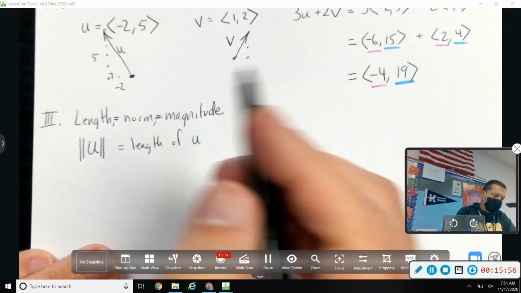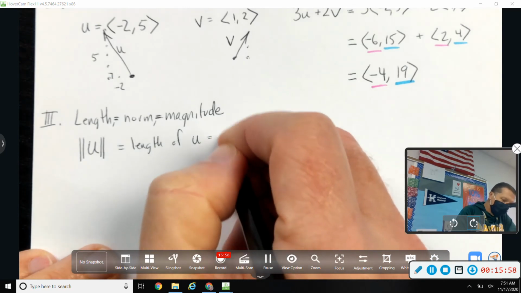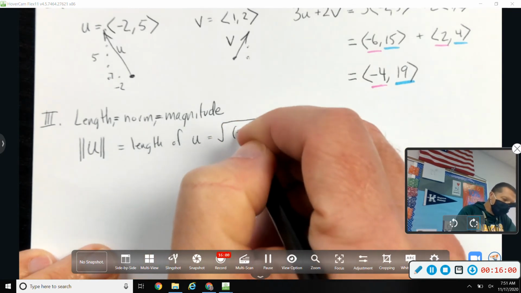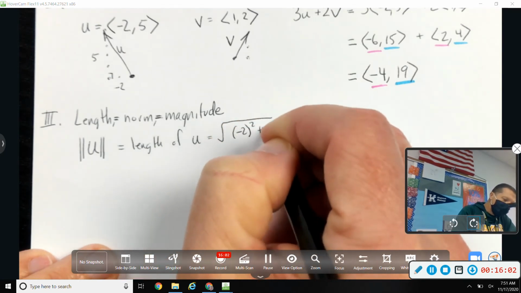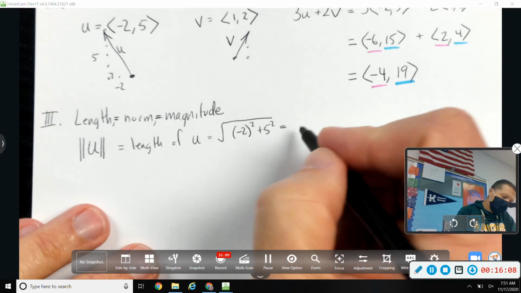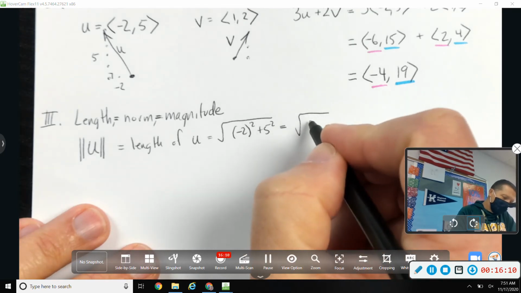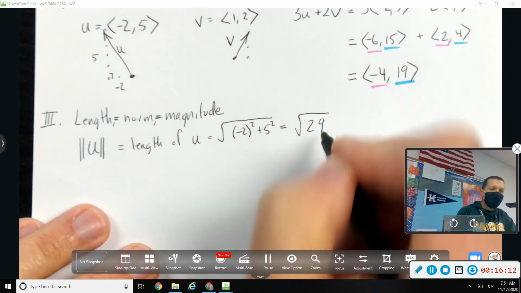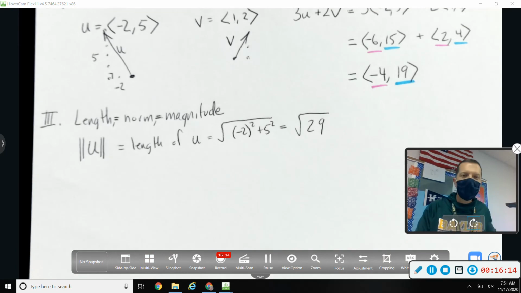Pythagorean theorem. So it's a squared plus b squared equals c squared. So yes, there are Pythagorean triples. 2, 5 is not one of them. 3, 4, 5 is maybe what you're thinking about for a Pythagorean triple.